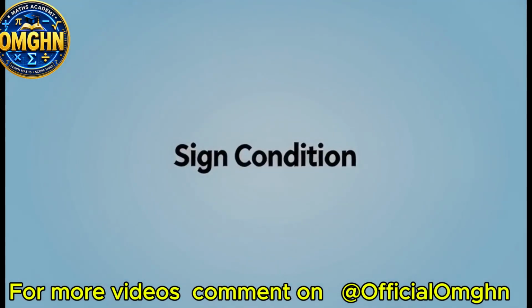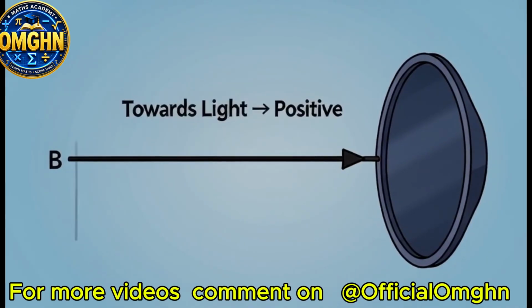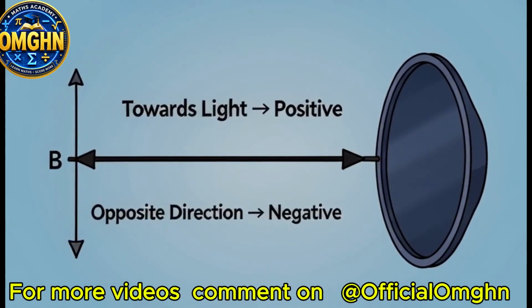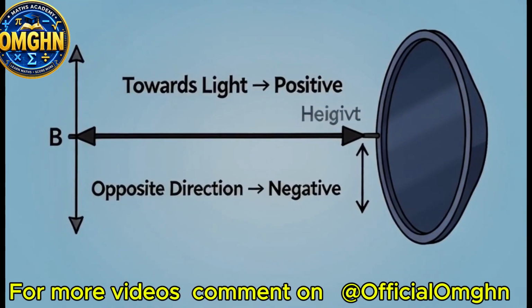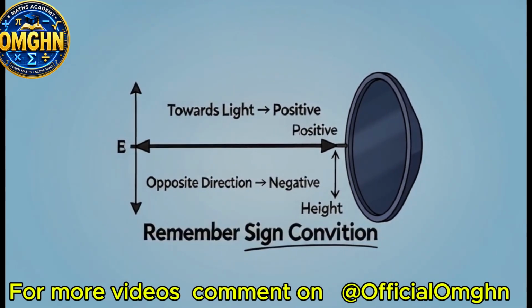While using the mirror formula, we must follow the sign convention. Distances are measured from the pole. Distances measured in the direction of incident light are taken as positive, whilst those measured in the opposite direction are negative.